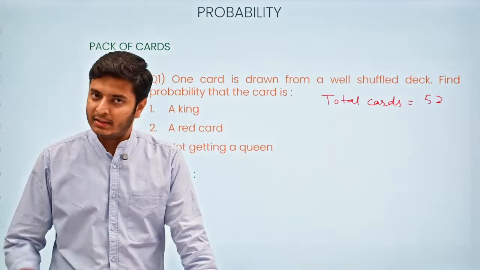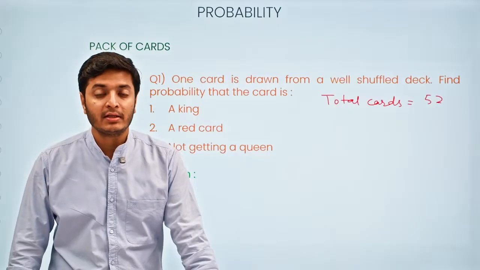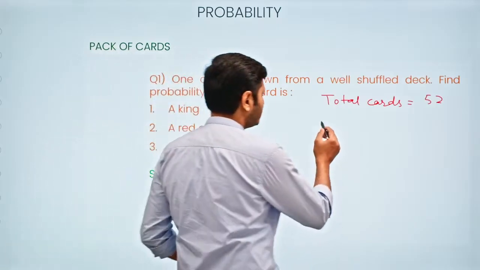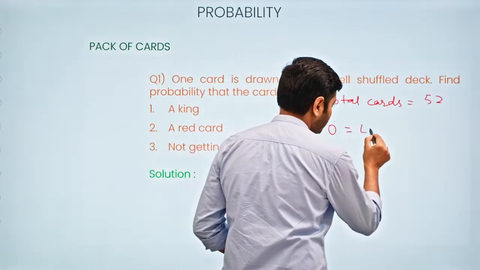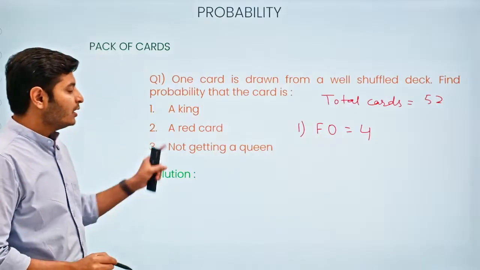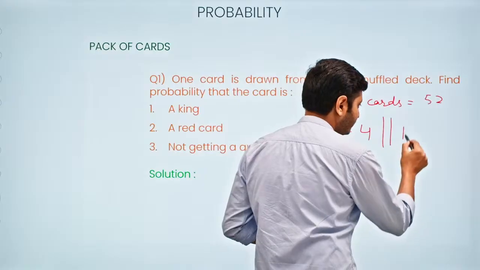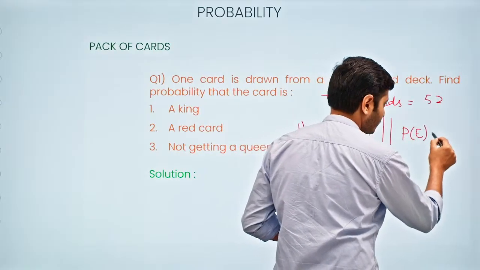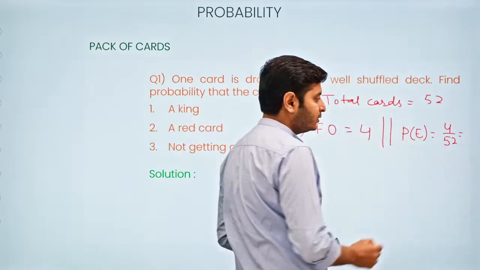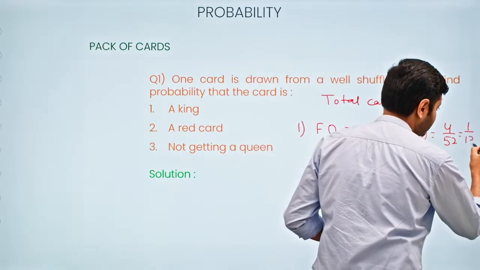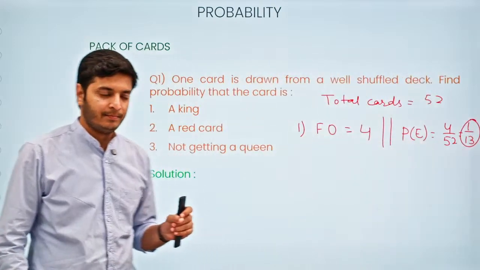A king. For each type there can be one king. Correct? So there are 4 types of cards. So how many kings in total? 4. So the favorable outcomes for the first part are 4, because there can be 4 kings, out of 52. So what is the probability of this event to happen? 4 by 52, and you can simplify this further. It is 1 by 13. So the probability of us getting a king is 1 by 13.